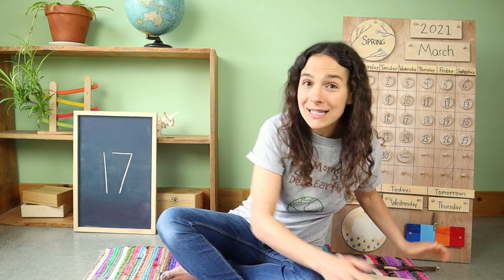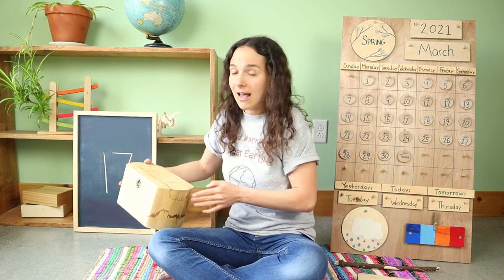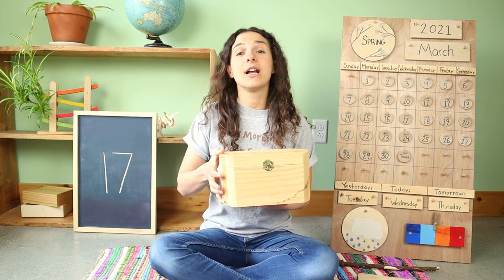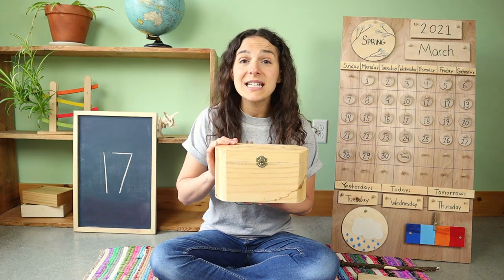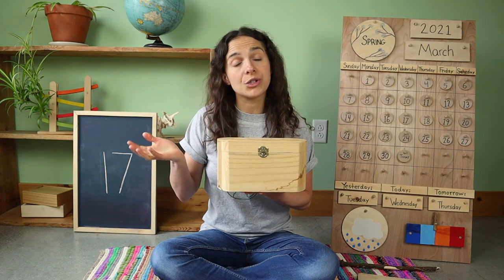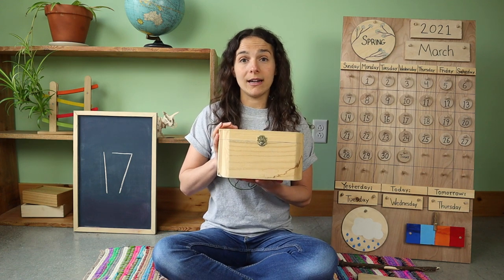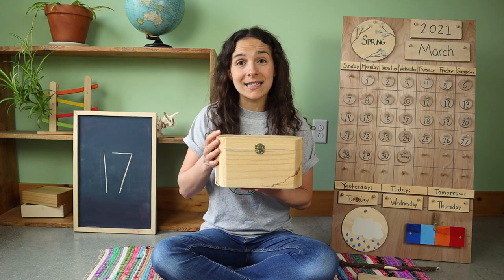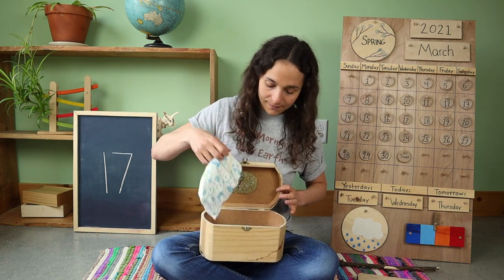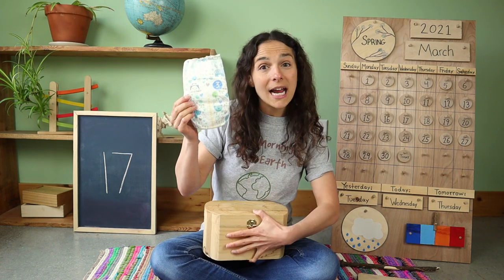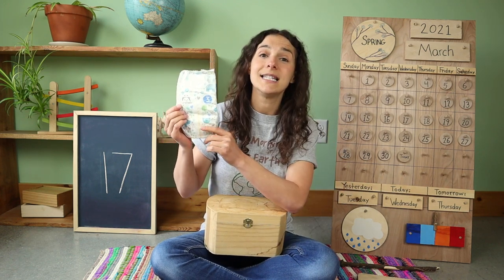Now let's check out what's inside of the letterbox today. I have something that starts with the letter D, D. Here's your first clue. This is something that babies or small children wear before they learn to use the toilet. Do you know what it is? Let's see. A diaper. Diaper starts with the letter D, D.